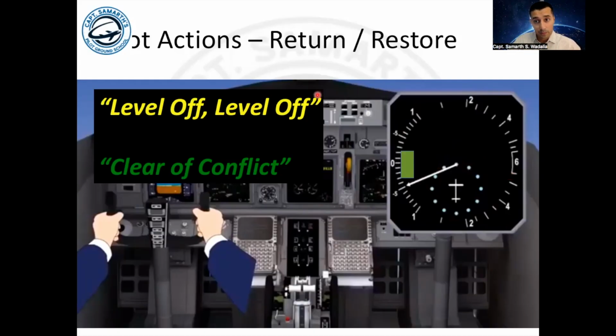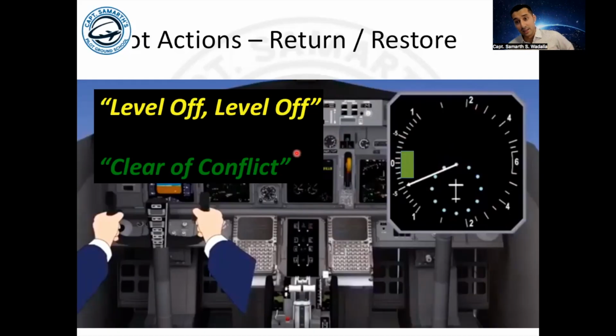Captains, please remember, level off is not the end of the resolution advisory. A level off could turn into a climb, climb again, or could turn into a descend, descend again. You are not done with the TCAS resolution advisory till your aircraft says clear of conflict. And once your aircraft says clear of conflict, your vertical speed indicator will go back to normal.